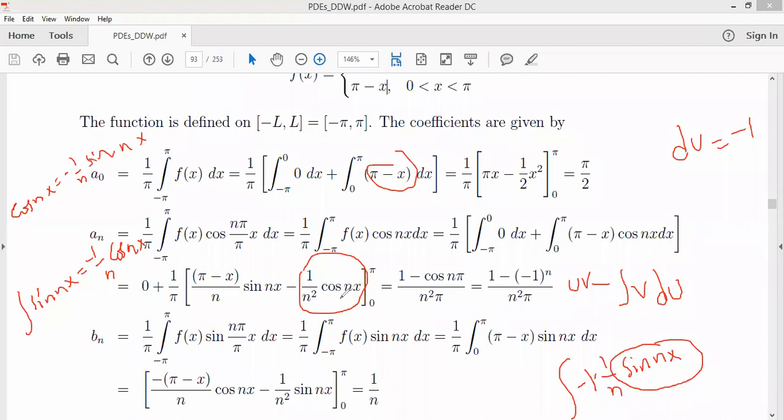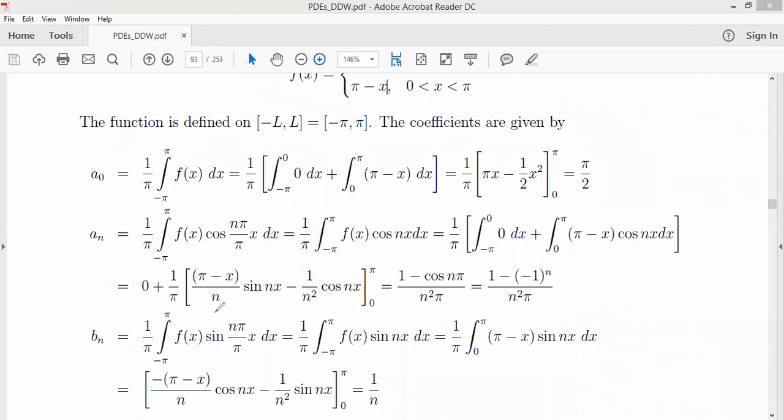Okay, then what you do is you throw in the limits. So when you throw in the limits, what are we supposed to get? Remember the limits, you move from minus pi to pi. So when you throw here pi minus pi, this will be 0. The upper limit will give you 0 here. Why is it 0? Because pi minus pi is 0. So this term will be 0.